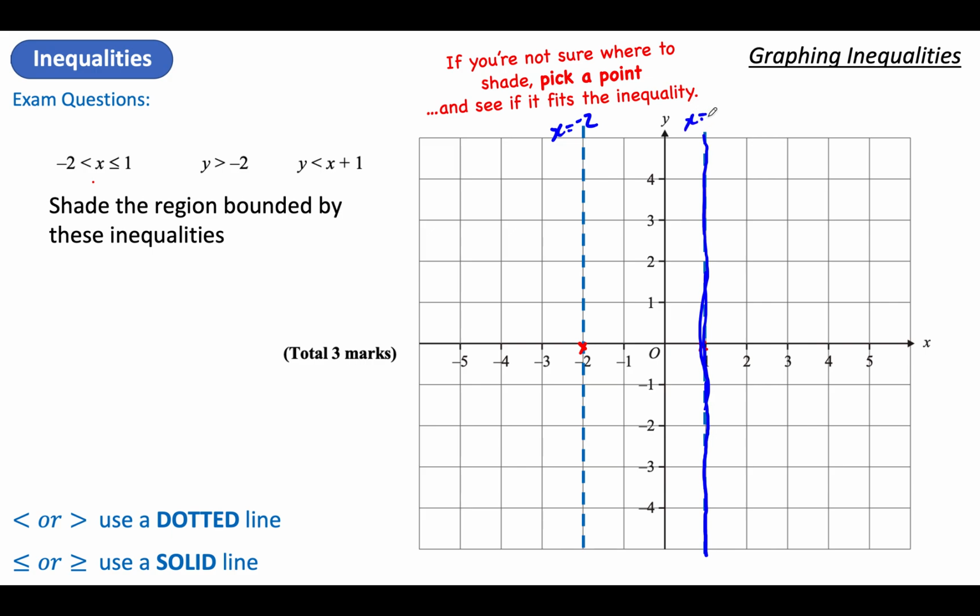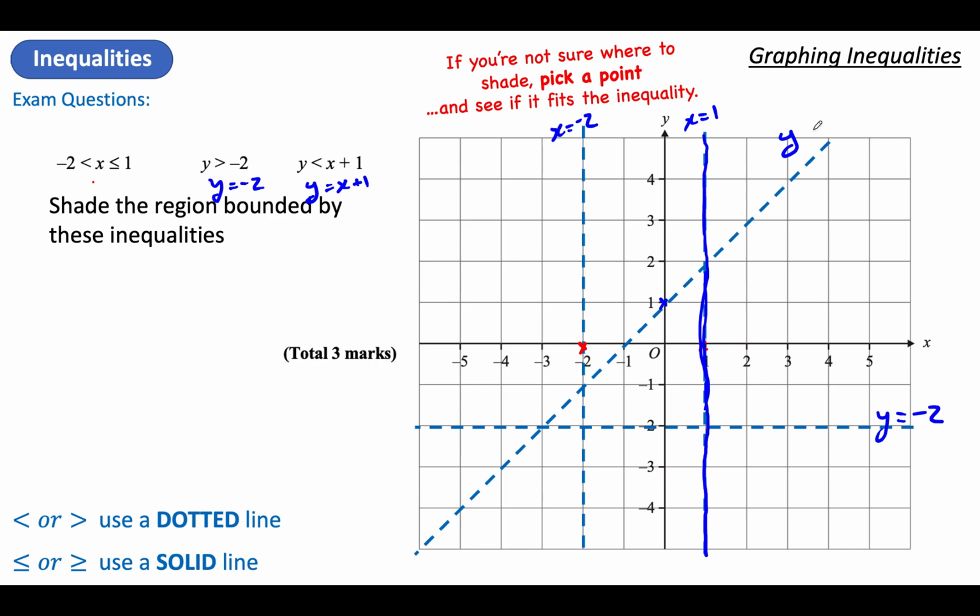So we've done both of those. That's x equals 1. Then we want y equals -2. So there's y equals -2. And this one, y is less than x plus 1. So it's like y equals x, but 1 higher. We shift it 1 up, so it will go through this point and then go diagonally up. So y equals x plus 1.